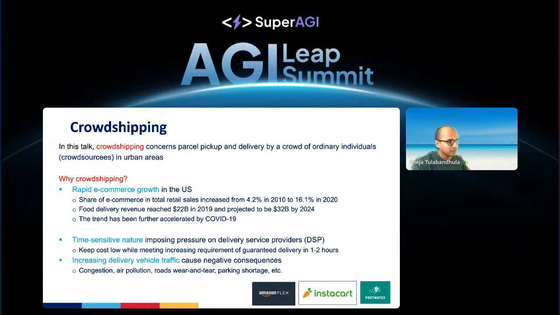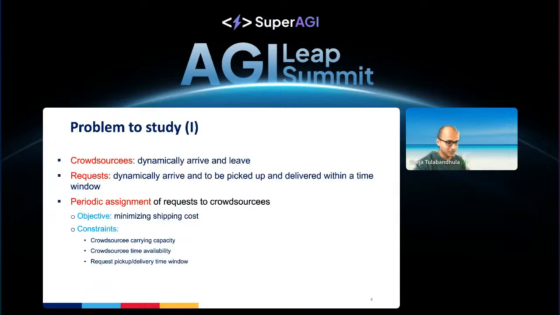Okay, so that's the problem context. And now, how does it relate to some tools that we know in machine learning? So before we get to the tool or the solution, I want to set the specific mathematical version of the problem, which is there's a bunch of crowdsources. They dynamically arrive and leave, and the requests also arrive and leave in the system. And all we need to do is to just assign these requests to crowdsources. Okay, so with some objective in mind, it's a decision-making problem.